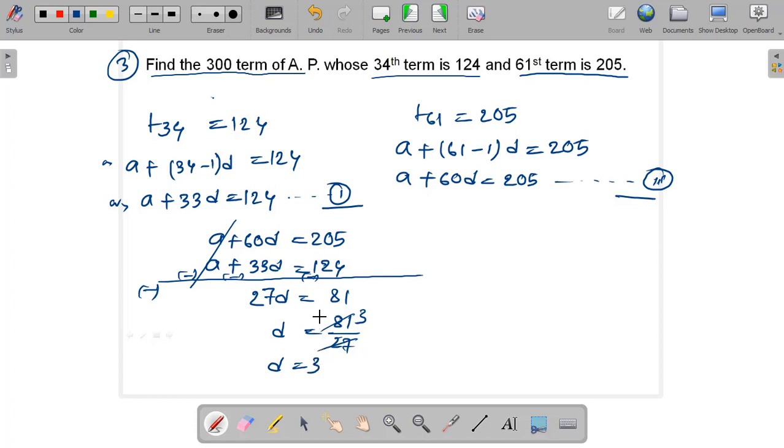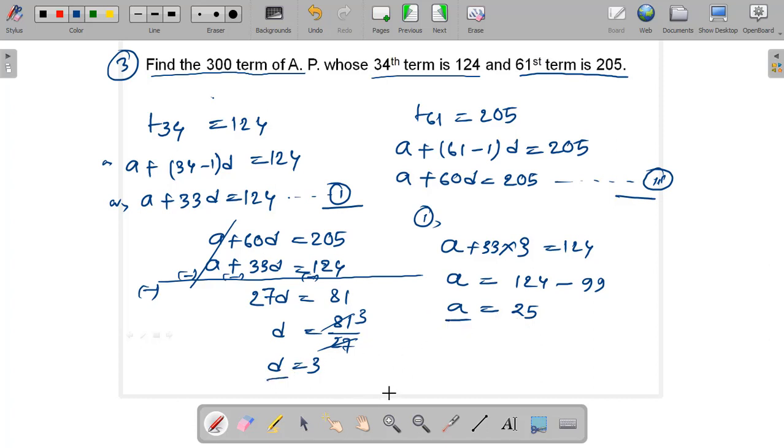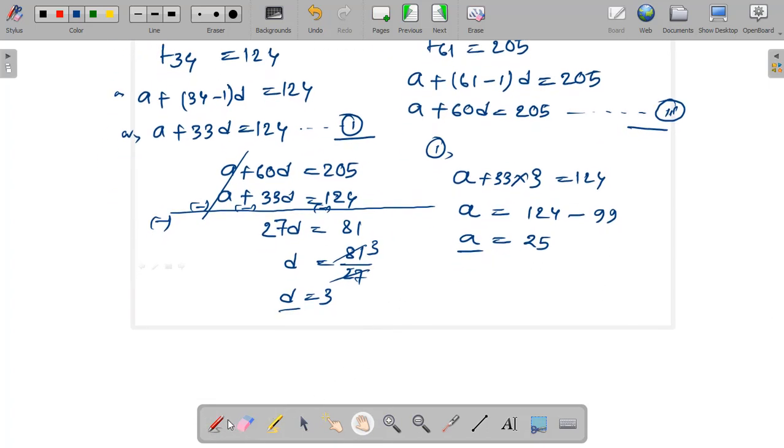Now we find the value of a from equation 1. So a plus 33 into the value of d, which is 3, we put this value equal to 124. So a equals 124 minus 99. So the value of a is 25, right? So we already found the values of a and d. So the value of a is 25 and the value of d is 3.